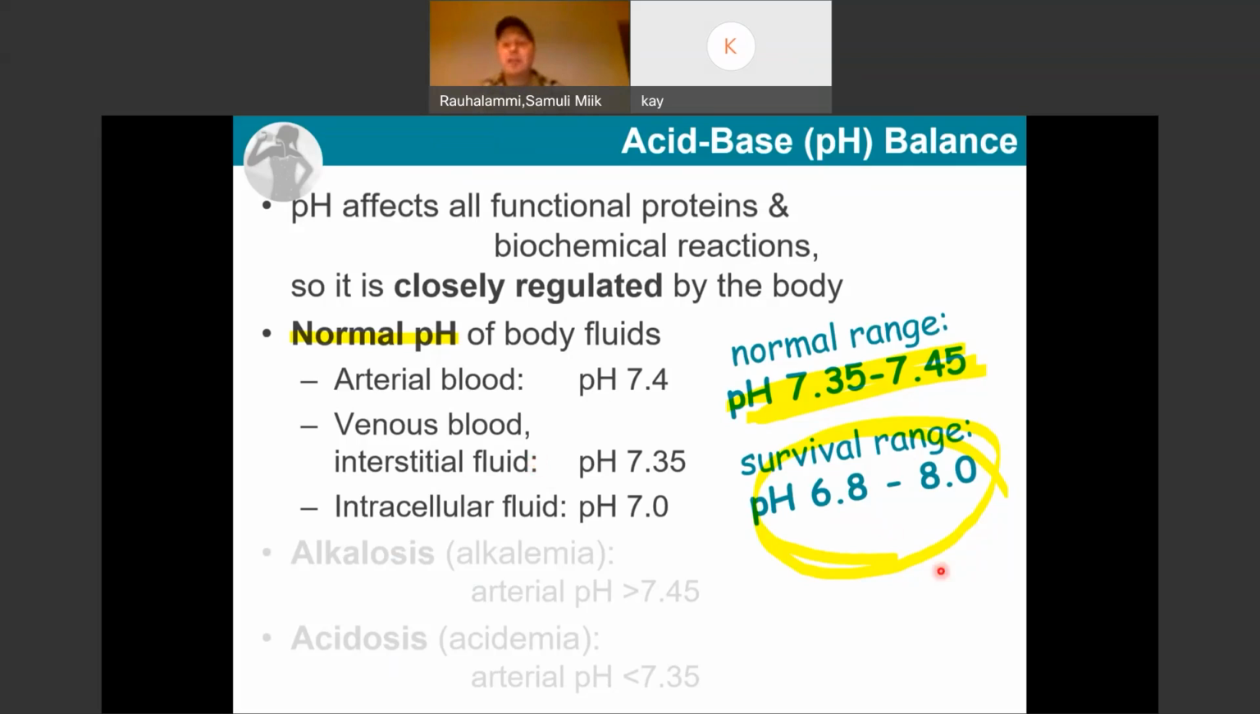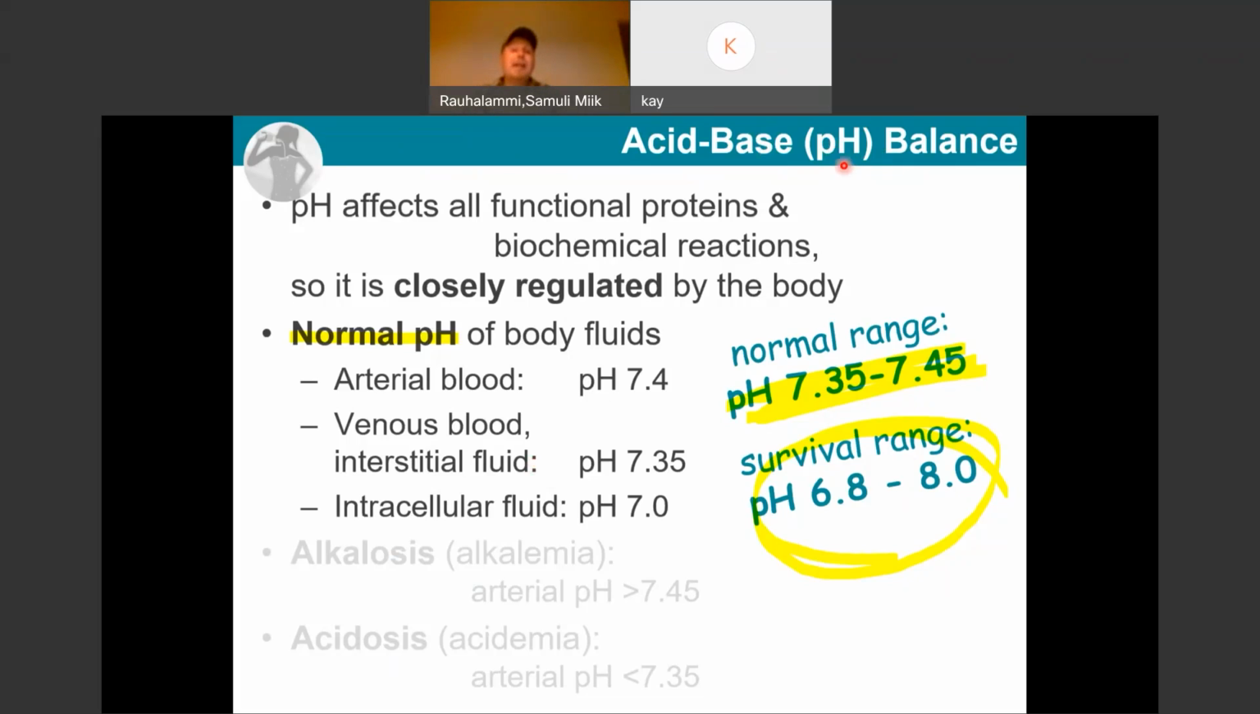You'll also notice that the survival range, if you go anywhere below 6.8 pH or you go above 8 pH, you will end up at these points being sick and potentially even dying. So there is some amazing mechanism by which our body is able to maintain this pH balance. And we're going to have a look at that.